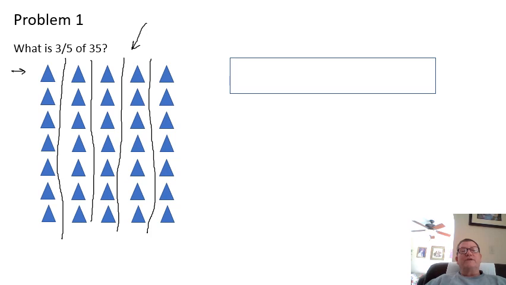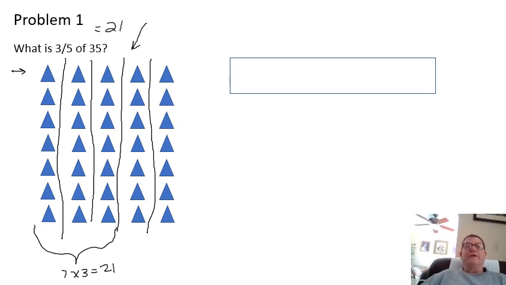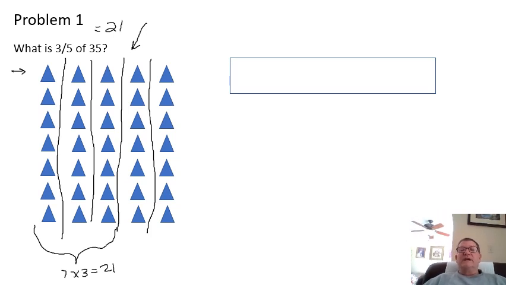Now this wants to know, what is 3/5 of 35? Well, I can see that this here would represent 3/5. And I know there's 7 rows, so 7 rows times 3 in a row is going to equal 21. So I know that 3/5 of 35 would equal 21. Now that's how we were doing it in the previous lesson. Now let's see how this looks in a tape diagram.